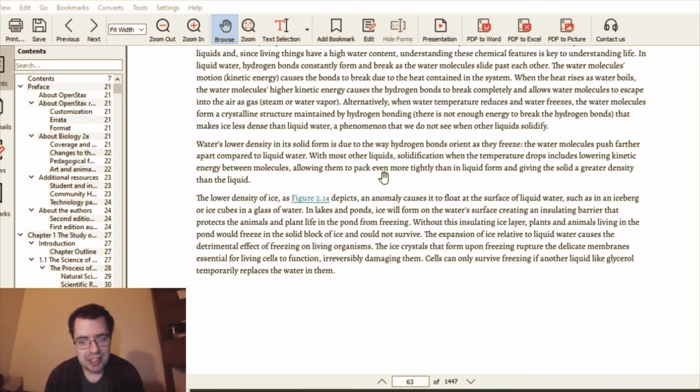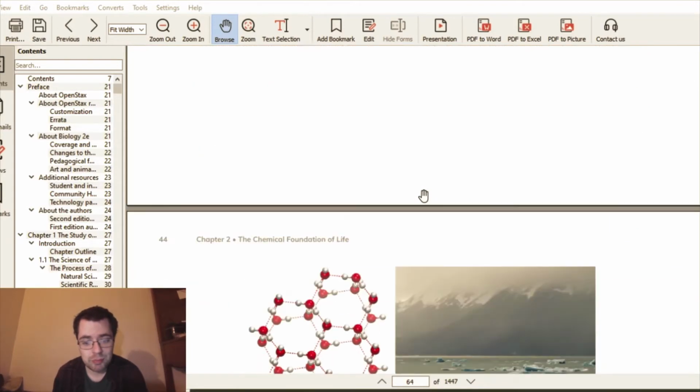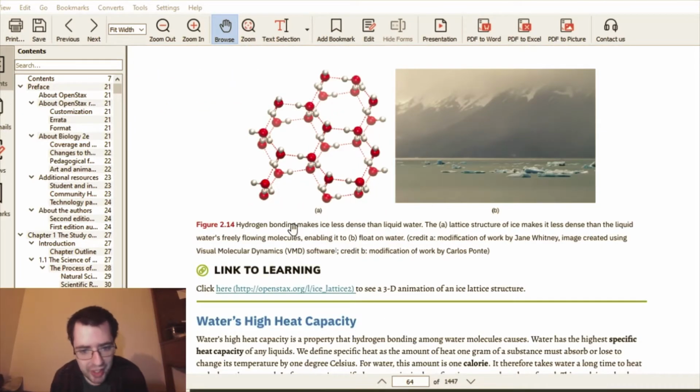The lower density of ice is an anomaly because it causes it to float at the surface of liquid water, and the reason it floats is because it is less dense than liquid water, such as in an iceberg or ice cubes in a glass of water. And here we got right here: hydrogen bonding makes ice less dense than water. The lattice structure of ice makes it less dense than liquid water's freely flowing molecules, enabling it to float on water.